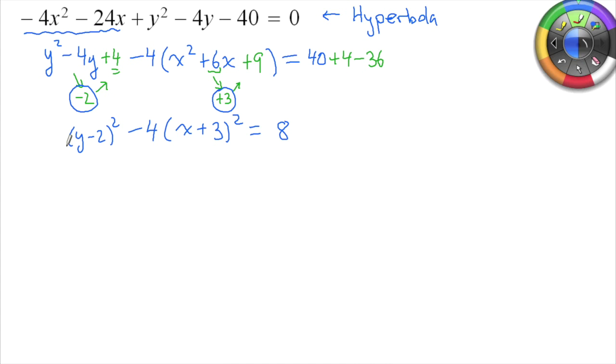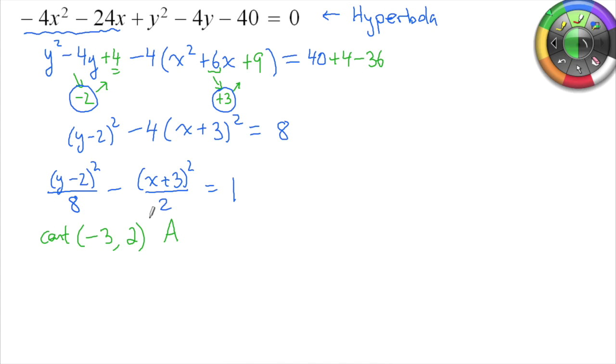All right. So with a hyperbola also, you want to get this side equal to 1, so I'm going to divide everybody by 8. We're going to end up with (y minus 2) all squared all over 8 minus (x plus 3) all squared all over 2. And this is equal to 1. All right, so the center is going to be at, x coordinate will be negative 3, y coordinate will be positive 2.